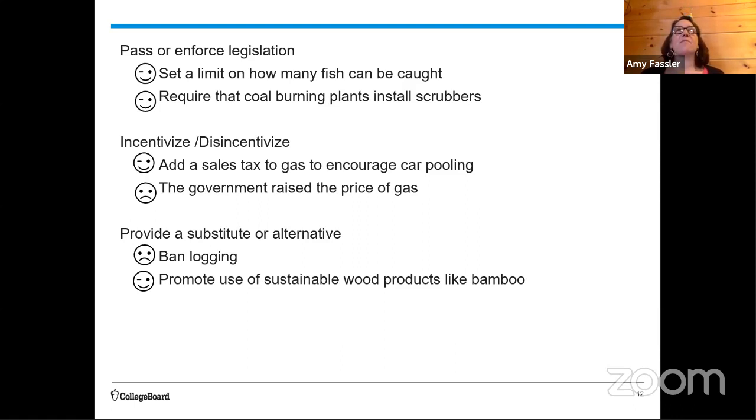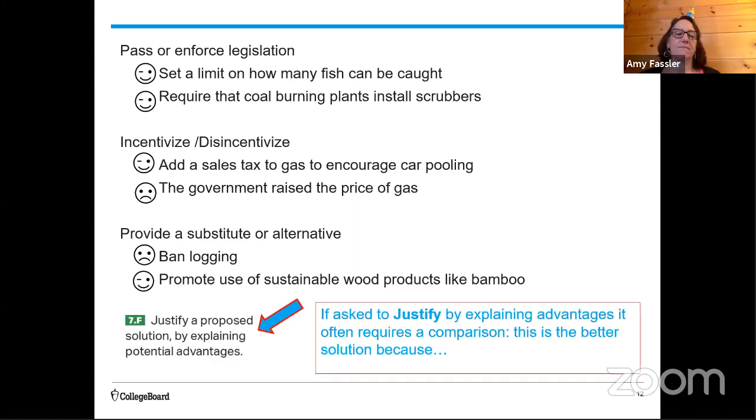But remember, the government doesn't set the price of goods and services. The government can tax things. The government can provide a subsidy. They can give me a rebate if I buy an electric vehicle, but they don't determine the price of the electric vehicle. And finally, never just ban something. Don't say, oh, the deforestation is easy, just don't cut down trees. But I can always provide a sustainable solution or an alternative product.